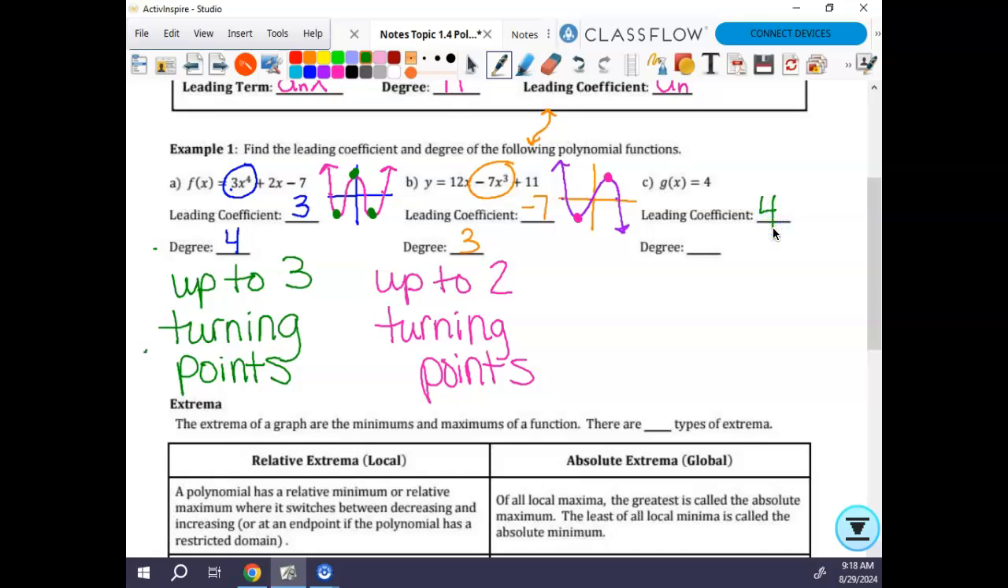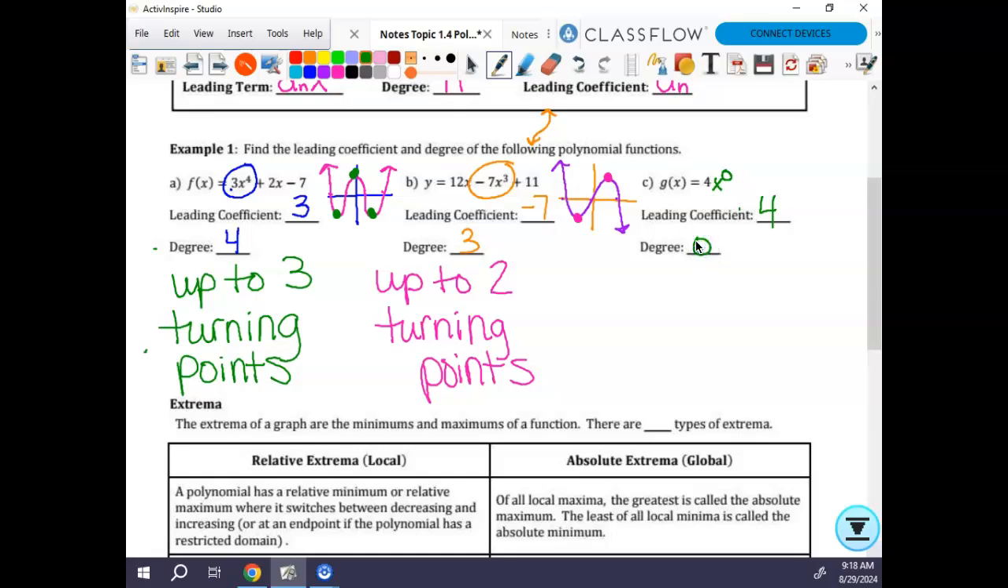Is a 4. Then the degree, what do you think? 1? Okay, so if it's 1, it would look like this, because that'd be x to the first power, right? There's nothing there, which means this is actually x to the 0 power, because anything to the 0 power is 1, right? And that'd be 4 times 1, so my degree is 0.